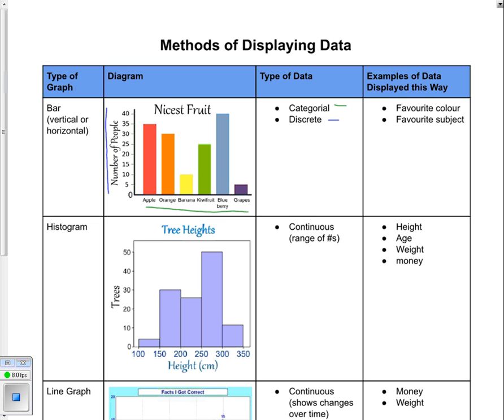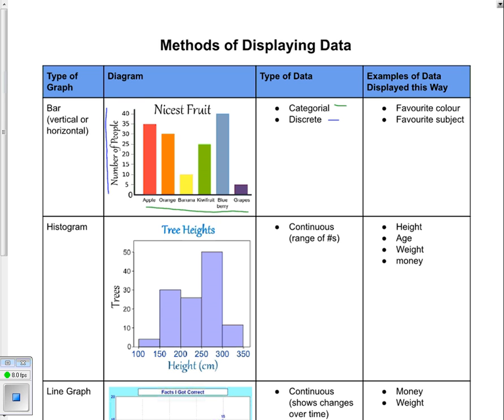So examples of when this type of data is displayed, it could be favorite color, favorite subject, favorite TV show, movie, car type, etc. So bar charts are really useful for a combination of both categorical and discrete data.